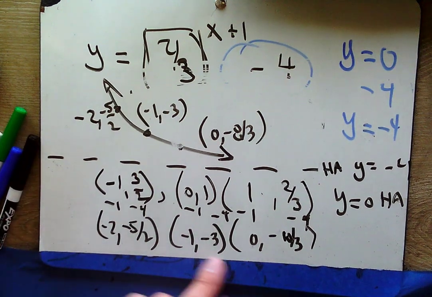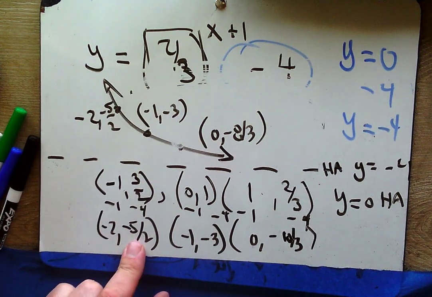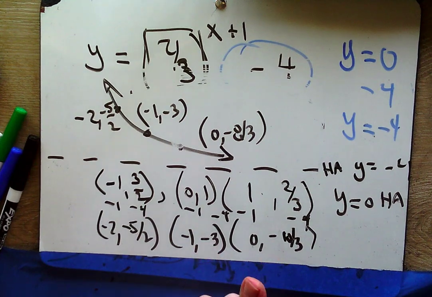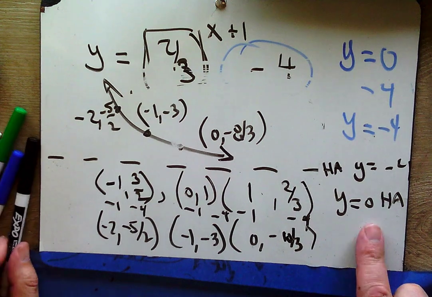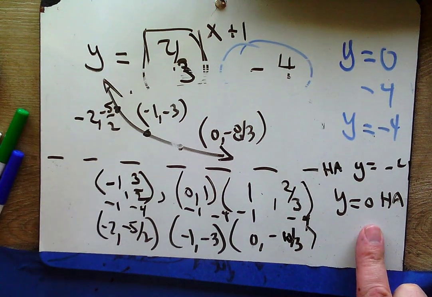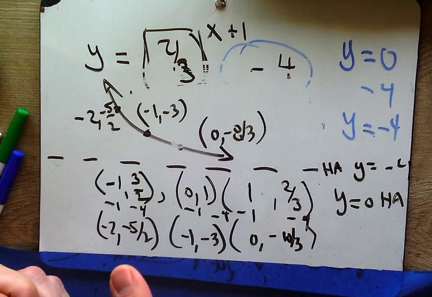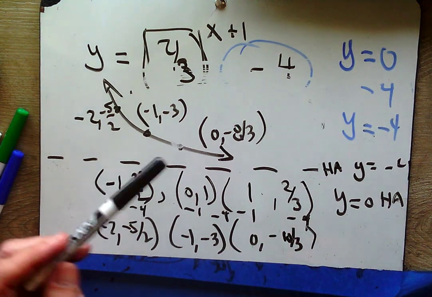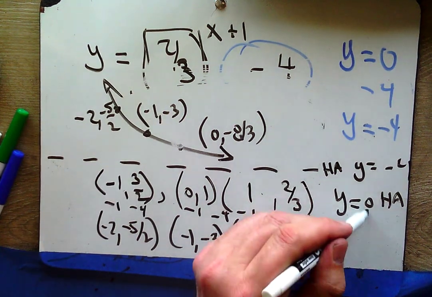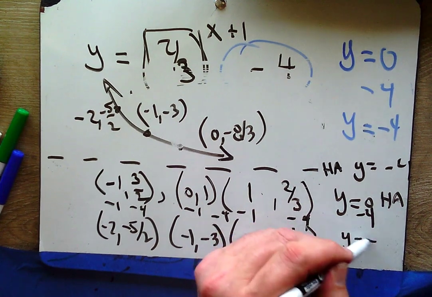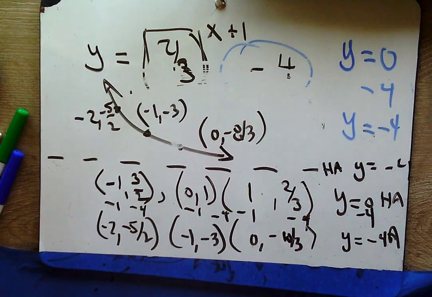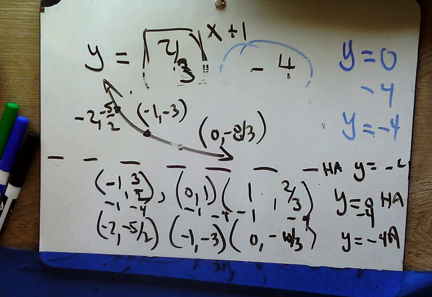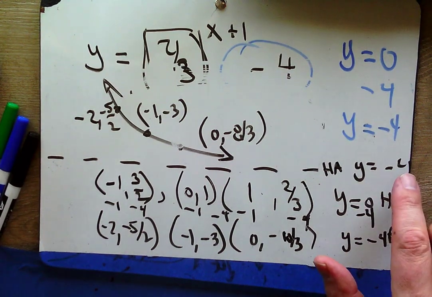Okay. Now I kind of want to compare these. This is negative 2.5. This is negative 3. This is negative 3.333. So we've got y values that get more negative. What about here? As x heads this way, the y values are going down. And here, when we subtract 4, I get that y equals negative 4 is what we have for a horizontal asymptote. There it is, y equals negative 4.